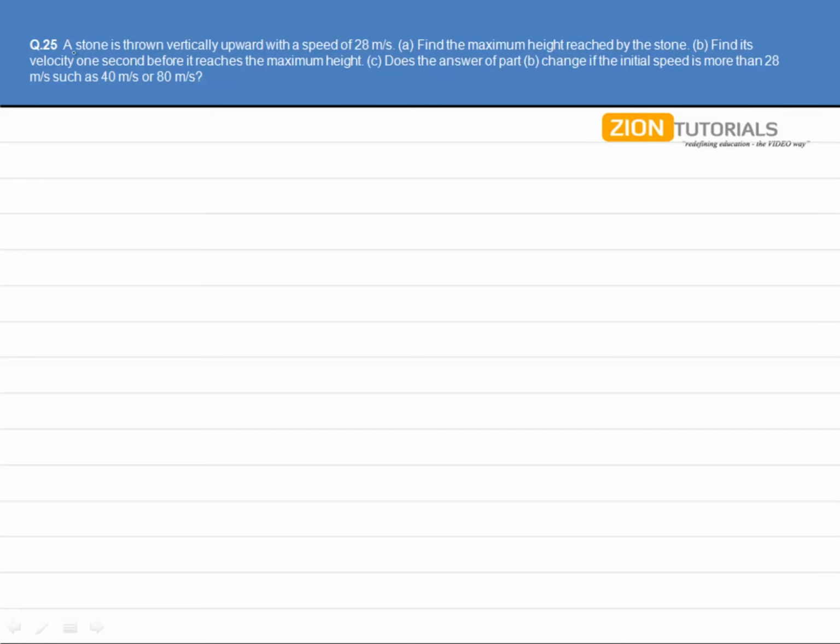As the question says, a stone is thrown vertically upward with a speed of 28 meters per second. Find the maximum height reached by the stone. Find its velocity 1 second before it reaches the maximum height. Does the answer of part B change if the initial speed is more than 28, such as 40 meters per second or 80 meters per second?